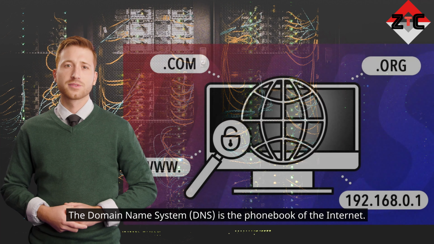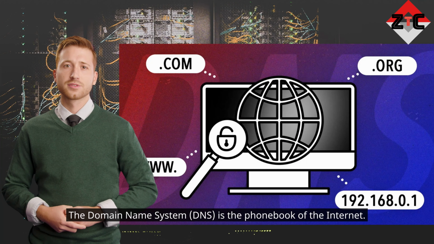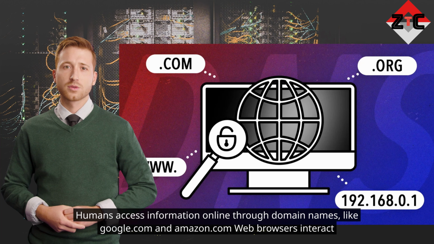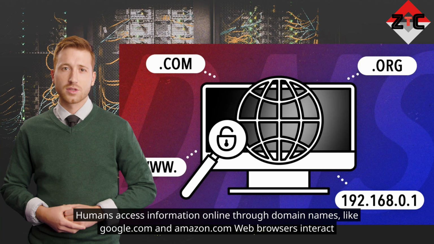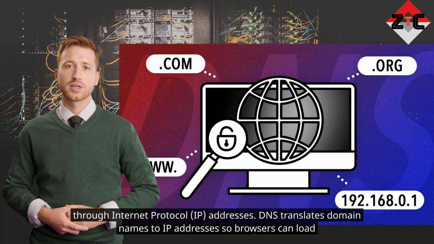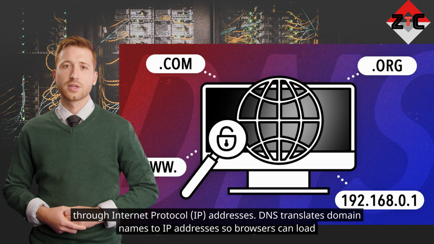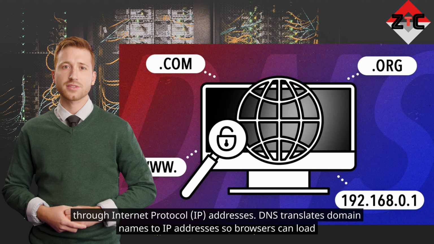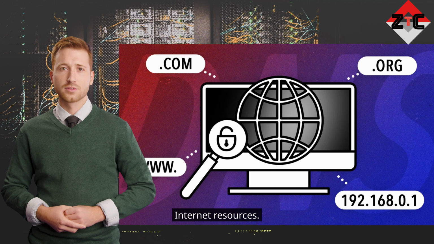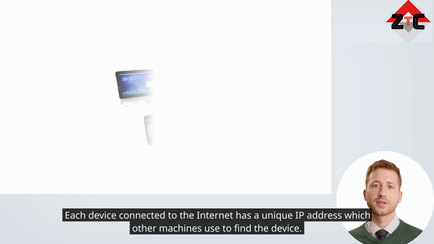The domain name system, DNS, is the phone book of the Internet. Humans access information online through domain names, like Google.com and Amazon.com. Web browsers interact through Internet Protocol, IP, addresses. DNS translates domain names to IP addresses so browsers can load Internet resources. Each device connected to the Internet has a unique IP address which other machines use to find the device.